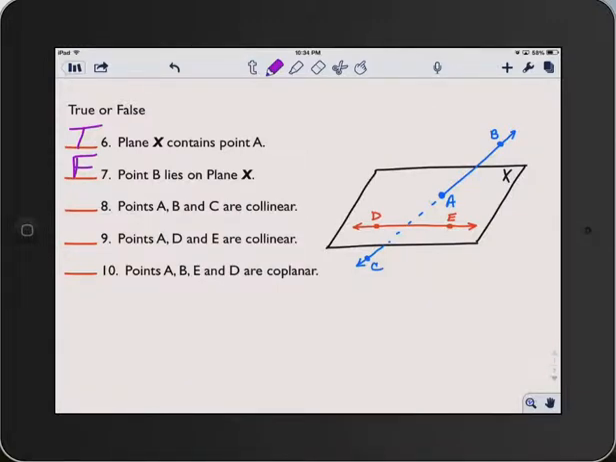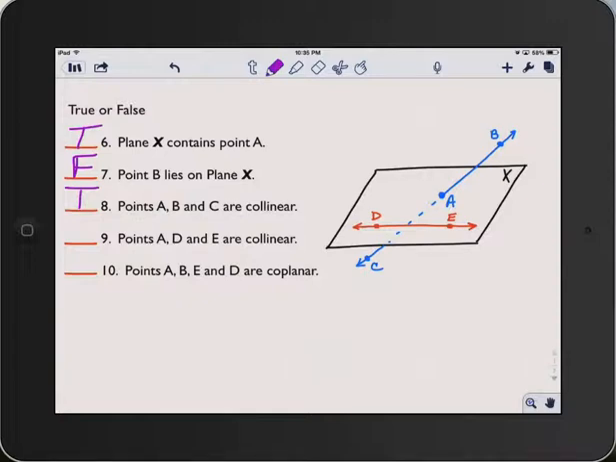Problem number 8, points A, B, and C are collinear. Because they're all drawn to lie on the same blue line, even though part of the blue line is drawn as a dotted segment, again, if line AB is a pencil, goes through the paper, plane X, and comes out both sides. Point B is above the plane, and down at the point of the pencil, point C, still on the same line, so therefore the answer is true. They are collinear on the same line.